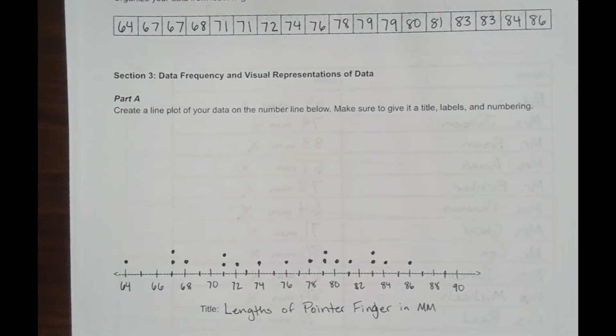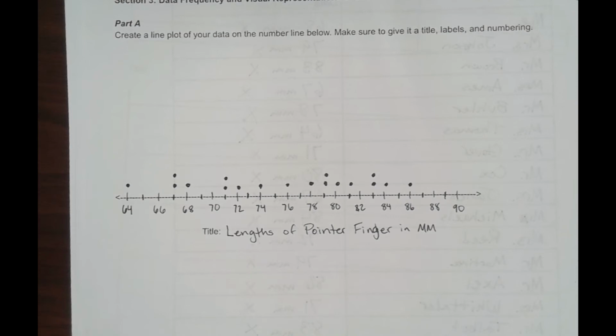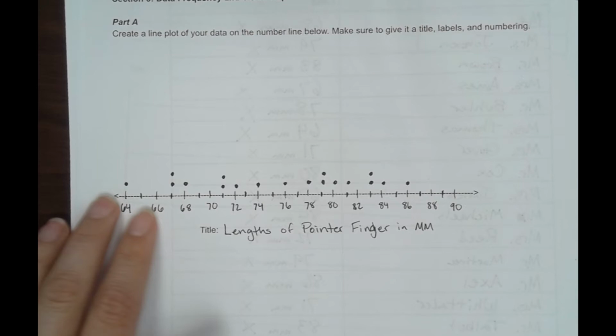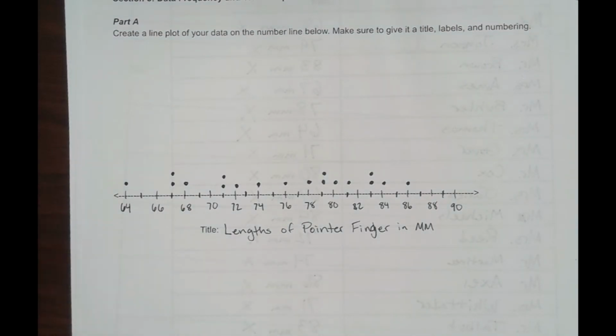There is a simple line plot or dot plot of my data. As you can see just from looking at it, it looks like they're pretty spaced out. I've got a couple that repeated themselves. But for the most part, everybody's hands were just a little bit different size.